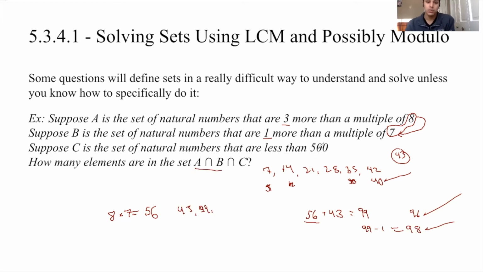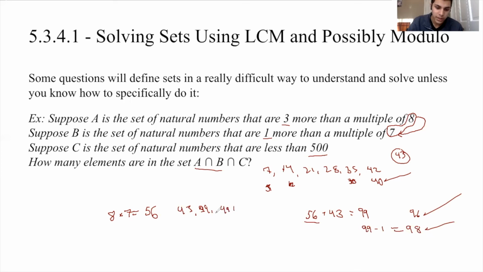And then once you write enough of them out, you just have to count how many of them are less than 500. So, eventually, if you write enough numbers out, you get to a number like, I actually don't know the number off the top of my head, so I'm going to very quickly calculate it. So 56 times 9 is 504. 56 times 8 is 448. Okay, so eventually, if you keep doing this out, you're going to get to the number 491.